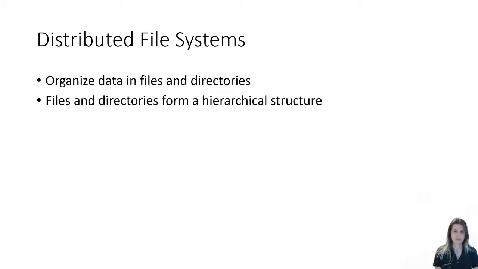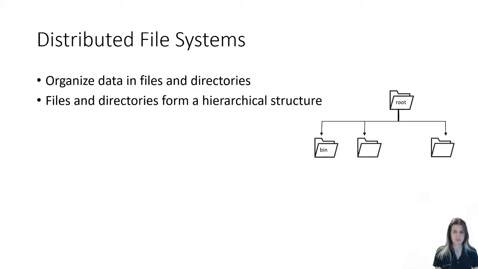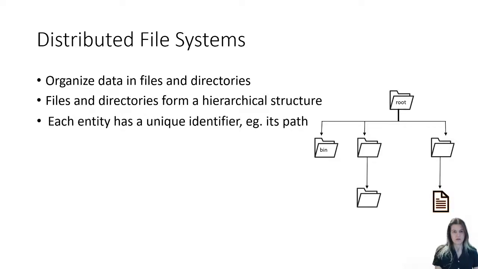First, let's start with introducing what distributed file systems are. They organize data in files and directories which form a hierarchical structure. This is depicted in the following picture. On top, we have the root directory, which can branch out into multiple directories. Each directory can contain further directories and/or files. Each entity can be uniquely identified, for example, via its path. If we take a look at the picture on the right again, the identifier of the bin folder could be, for example, root/bin, and then we know that this is unique.